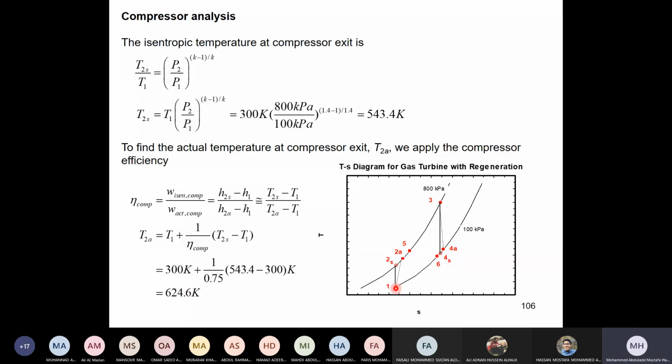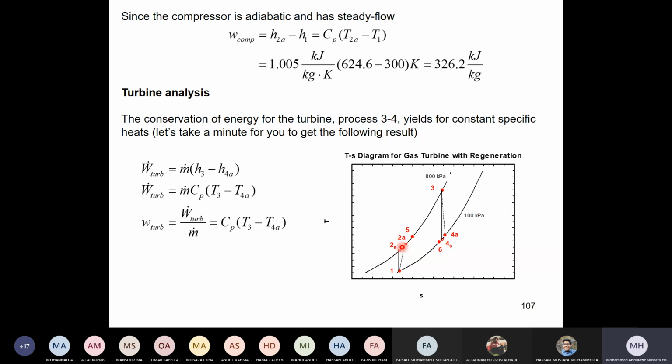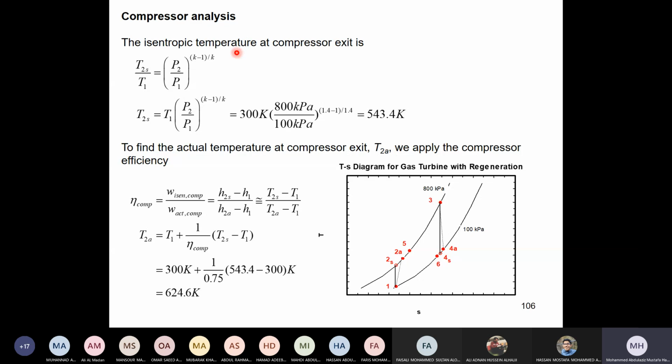So now the first step is to move in the compressor from 1 to 2A through 2 steps. You get first 2S and then you move to 2A. Then you calculate W compressor, which is H2A minus H1, and therefore, if CP is variable, then you have to get this from the chart.